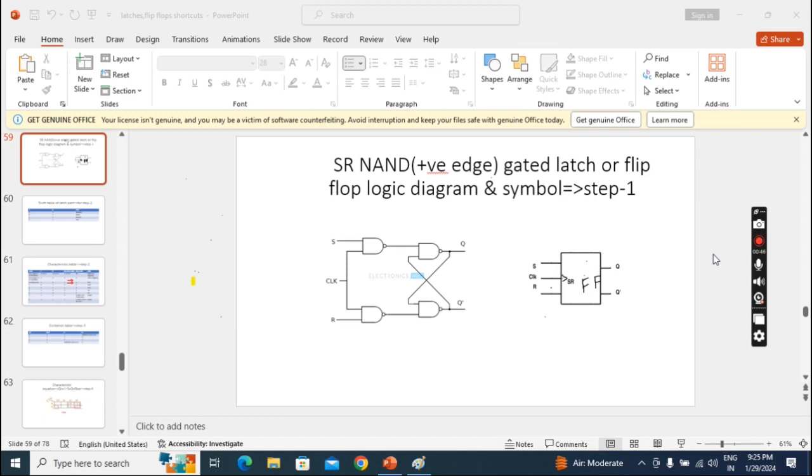Okay, right. So first this is with the NAND latch part and with the positive edge. This is the diagram. So this diagram is the same as this gated latch with the positive level. So in the symbol here we have to keep this triangle symbol. It indicates edge triggered. Okay. Right.